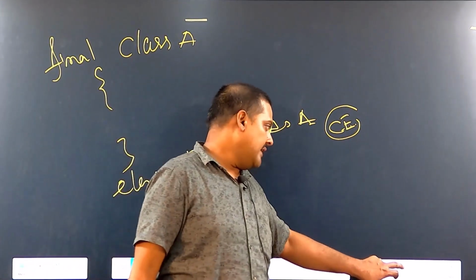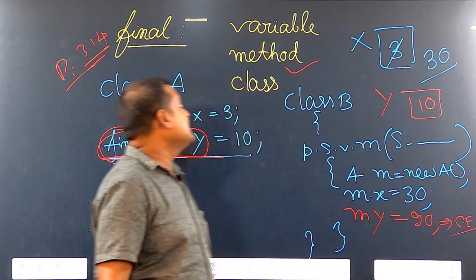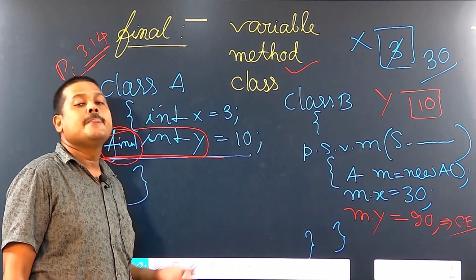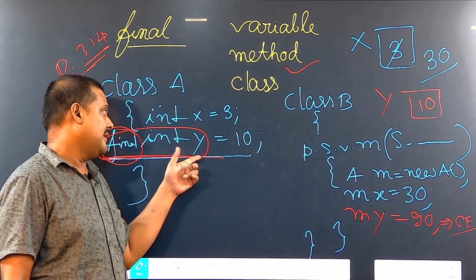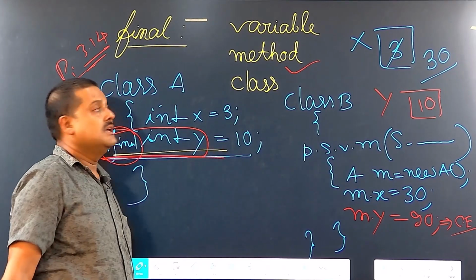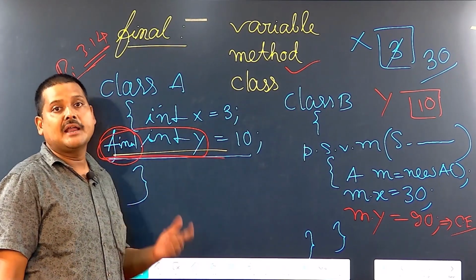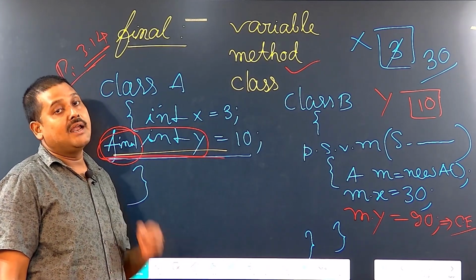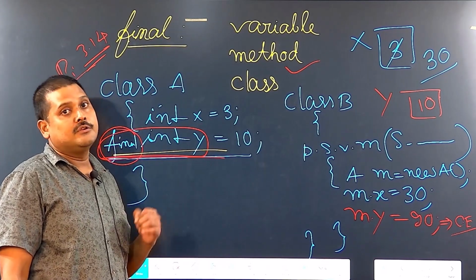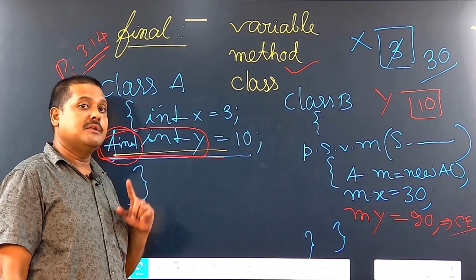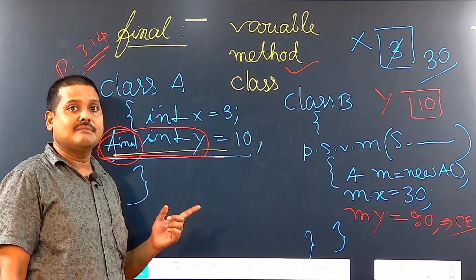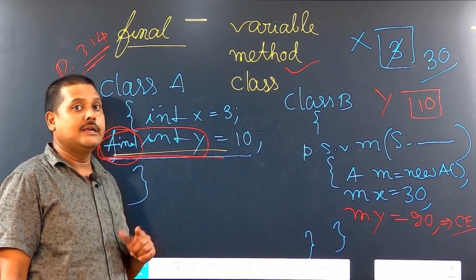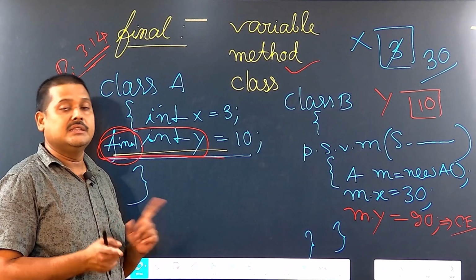So, there are three cases: one is variable, one is method, and another one is class. When a variable is declared as final, we can't modify it after the place where it is declared as final. When a method is declared as final, it cannot be overridden in its subclass, and when a class is declared as final, it cannot be inherited. In the abstract case, when a class is declared abstract, it cannot be instantiated, but in the case of final, it cannot be inherited. So, do not mix up final and abstract, their properties are different.